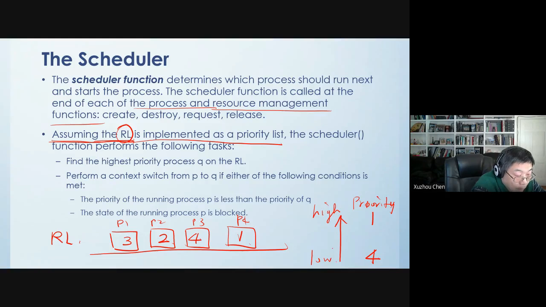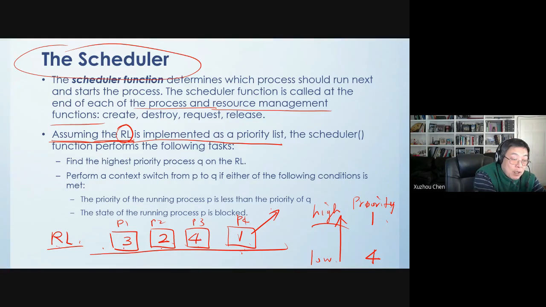So then, whenever the CPU is available, the scheduler is going to say, okay, CPU is available, who is next? And the scheduler is going to look at all the processes currently in the ready list and find out, oh, P4 has priority 1, which is the highest. So then the scheduler is going to pick process 4 and execute process 4. Okay, and then next one is process 2, next one is process 1, and then process 4.